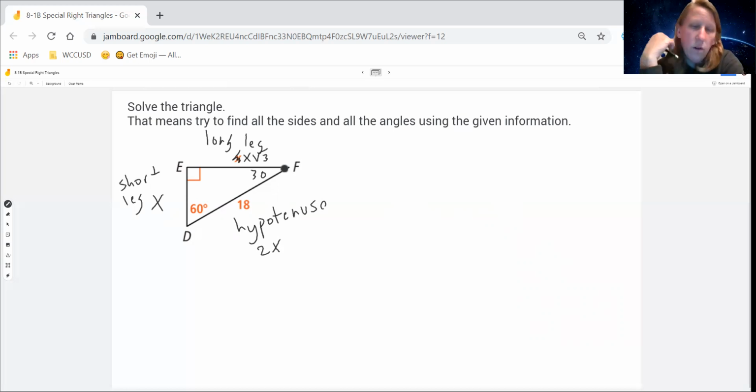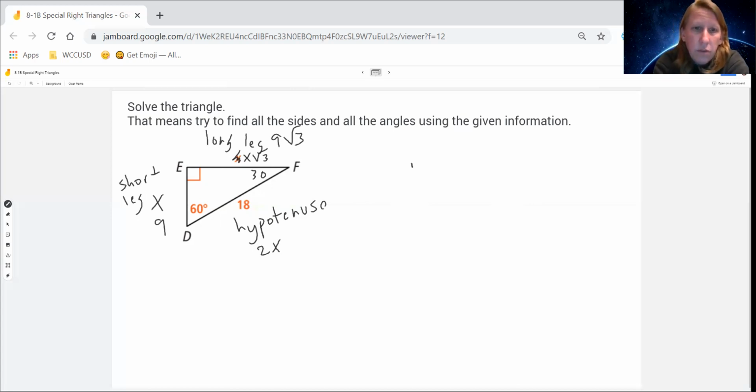Okay, so yay. The hypotenuse is 18. So what's the short leg? Half. It's 9. Okay, and what's the longer leg? Now that I know this is 9 root 3. So this is a little messy, but when you get good at these, that's how much work you have to show. Okay, because you know everything, because you practiced it.